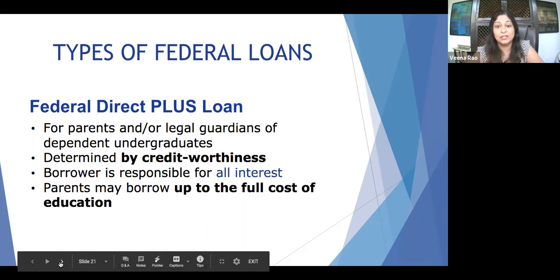But this one is a loan that parents can take out. It's slightly a dangerous proposition, because parents can borrow up to the entire cost of education, which is really a lot of money, depending on where the student is applying to go. So I would caution against that sort of borrowing. But the other part of it is that you're responsible for all the interest during the life of this loan. And in order to qualify, they are looking at the creditworthiness of the parent before they grant these particular loans.